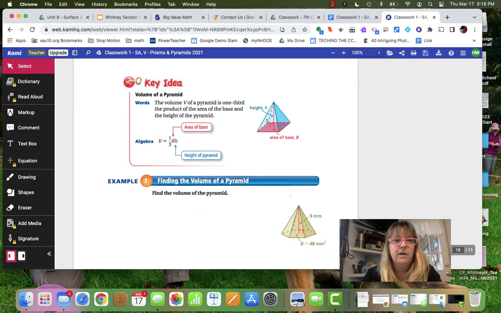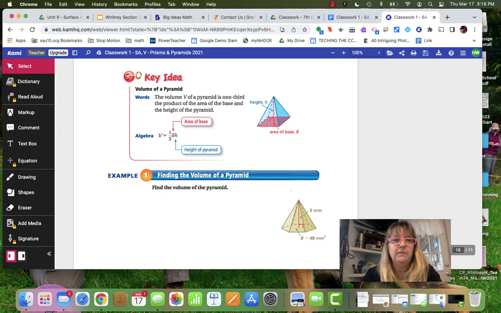I believe that's where we are. And it is the volume of a pyramid. If you did the activity already, you would have learned that the volume of a pyramid is 1/3 of the volume of a cube. You poured beans into the cube, and then you poured them into the pyramid and discovered there's about 1/3.